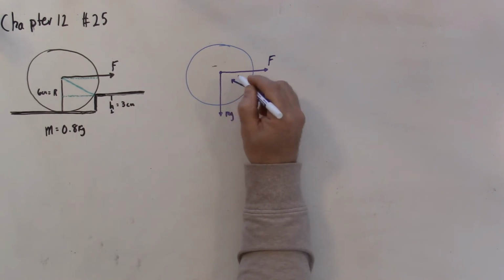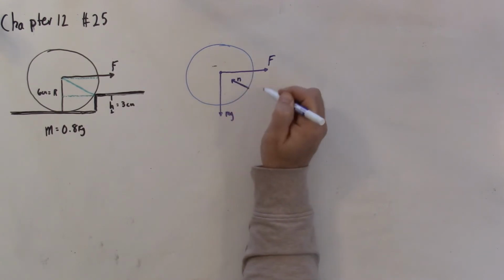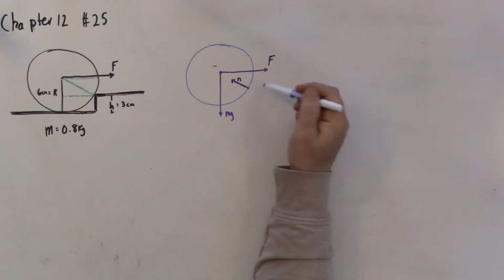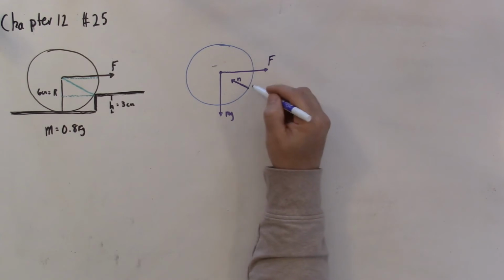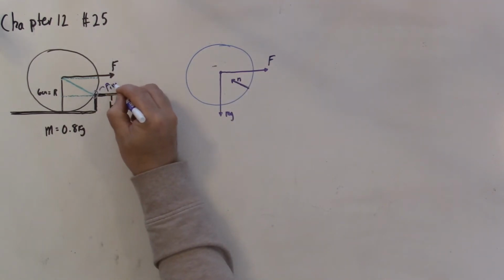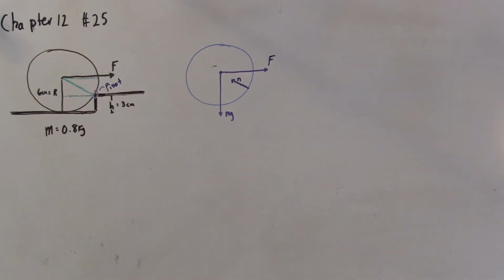Now, I don't know how big to make it. We could figure that out later. It doesn't matter how big I'm making it because it's not going to supply a torque anyway, because the radius is 0. So this is the pivot point right here. So I have these forces.